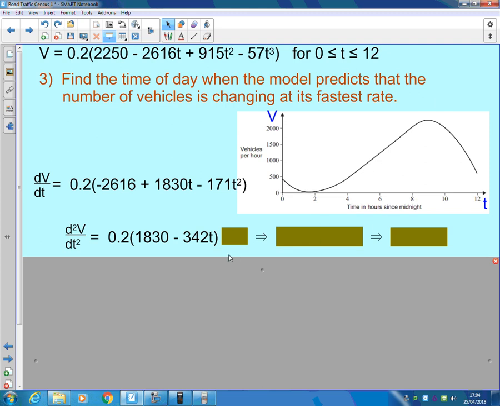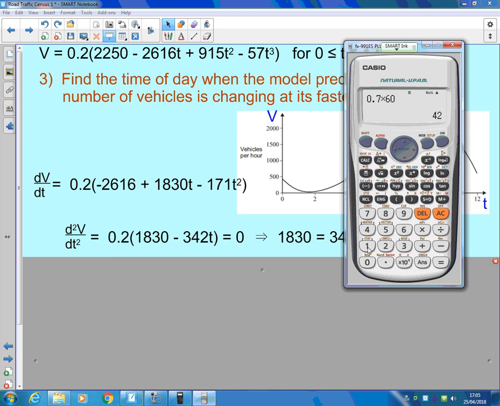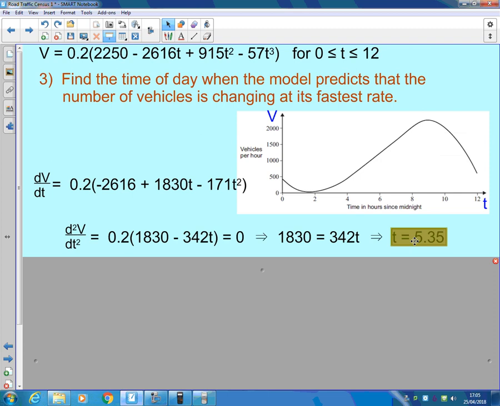So let's do the first thing. Let's find where d2V over dt squared is zero. This is where you're looking at where things are steepest. Okay, so here's my d2V over dt squared equation, which I worked out earlier. I want that to equal zero. So 0.2 times something is zero when this part here is zero. Now, 1830 minus 432t is zero. If that minus that is zero, they are equal to each other. So t must equal 1830 divided by 342, which is about 5.35. Okay, so t is about 5.35. That's where you'd expect it, somewhere around here.